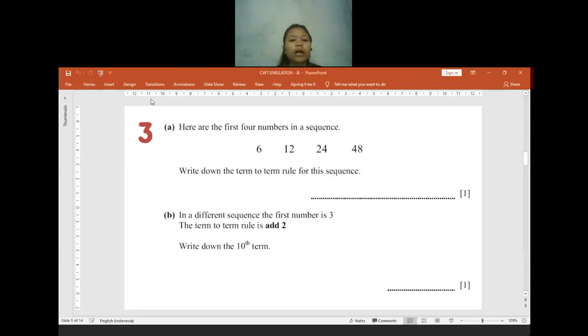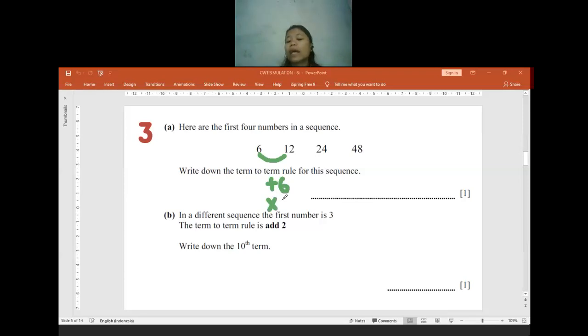Now we already have the numbers in a sequence. Write down the term to term rule of this sequence. What is the term to term rule? Anyone want to? Yeah, multiply this by 2. When you read 6 and 12, you can do it as plus 6. You can say it as multiplied by 2.